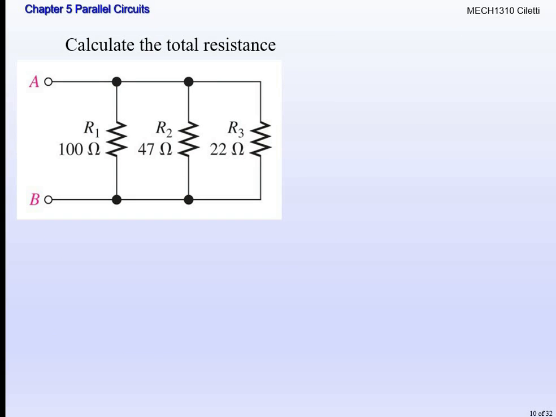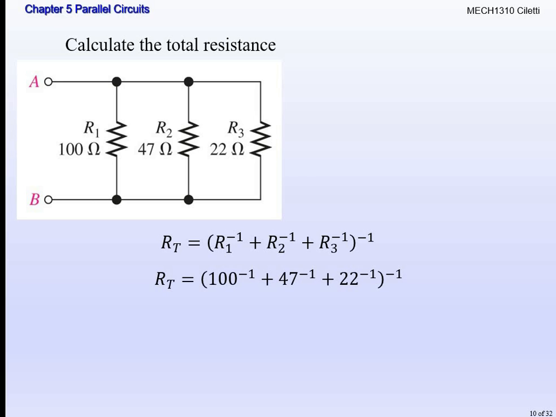All right, why don't you pause this and find the total resistance, and then I'm going to keep going, obviously, and calculate it. But see if you can do this one on your own. You've got to remember how to do parallel resistance when we do this, all right? So first one, there's three resistors, so our total is R1 inverse plus R2 inverse plus R3 inverse, quantity inverse. Substitute in the values. So we're going to have 100 inverse plus 47 inverse plus 22 inverse, all inverse.